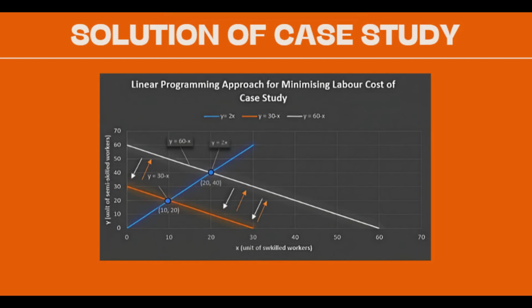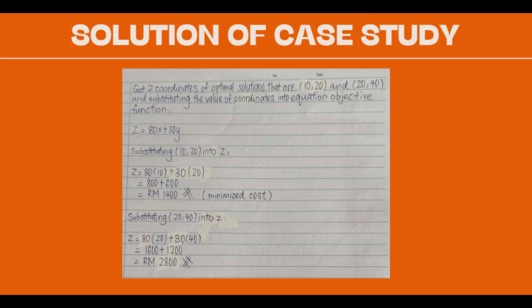Which means y is equal to 2s. Exactly, the optimal solution must lie on y is equal to 2s, with the coordinate of the point fulfilling the constraint s plus y is equal to 30 or s plus y is equal to 60. Alright, so we already got these two corner coordinates, which are the optimal solutions.